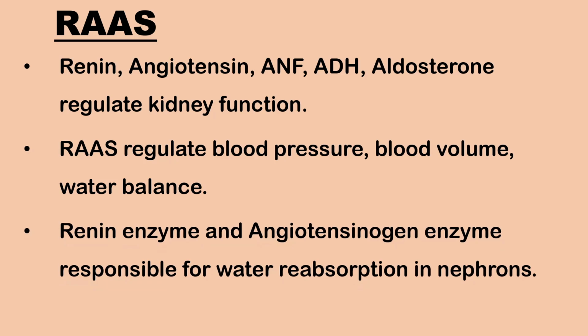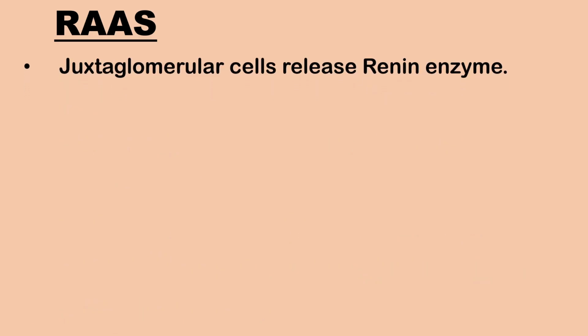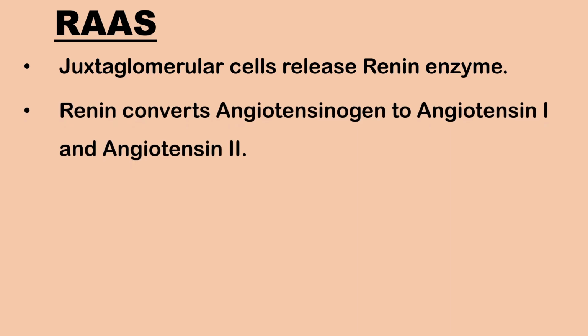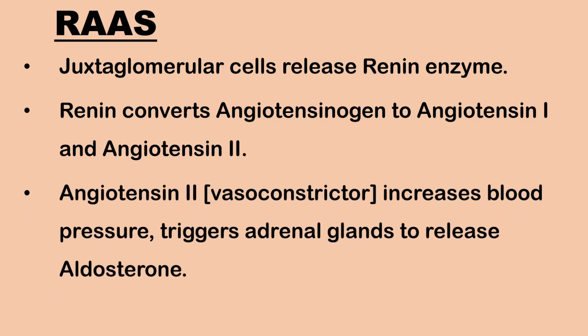Renin enzyme secreted by juxtaglomerular cells and angiotensinogen enzyme secreted by liver cells are responsible for the reabsorption of water in the nephrons. When there is a fall in blood pressure in the glomerulus, the juxtaglomerular cells get activated and release enzyme renin into the bloodstream. Renin converts inactive angiotensinogen to active angiotensin 1 and finally into angiotensin 2. Angiotensin 2 is a powerful vasoconstrictor which increases the blood pressure and triggers adrenal glands to release aldosterone.